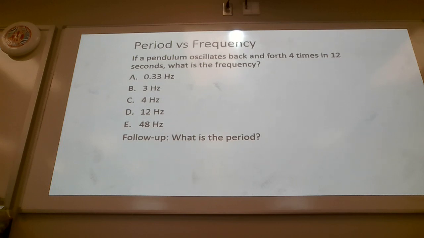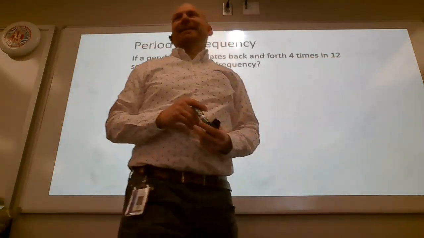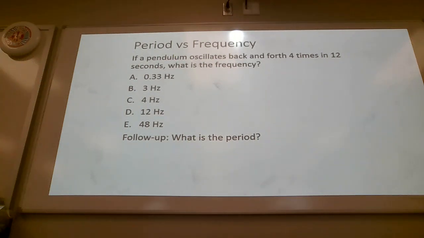Cycles. 12. Sorry. Cycles is 4 per second. 12. And what's the period? Wait, what? The period is 3 seconds per cycle. Don't miss this. It'd be really awesome if we get 100% right.